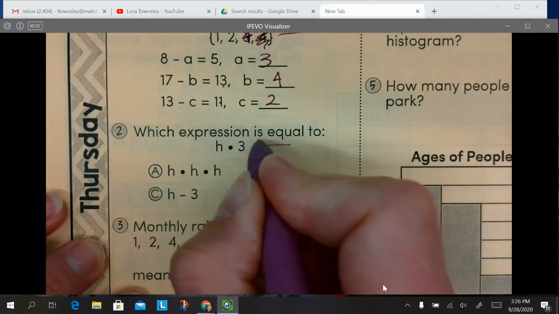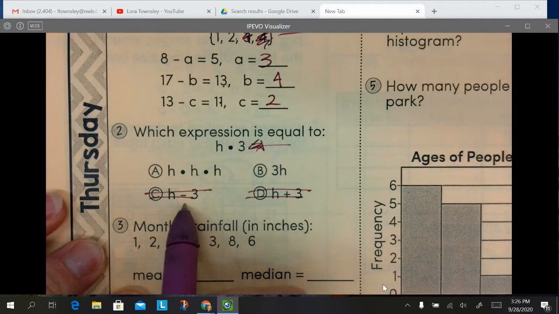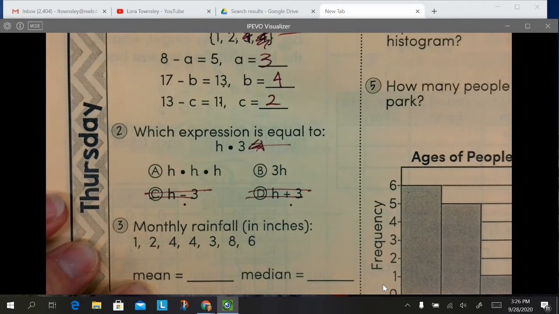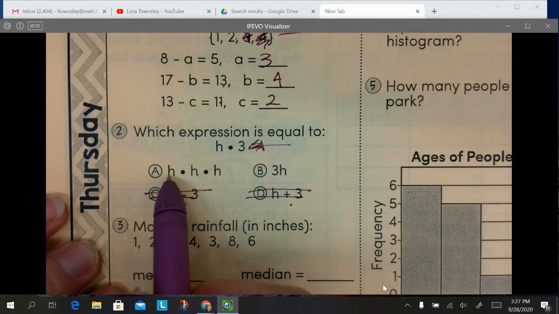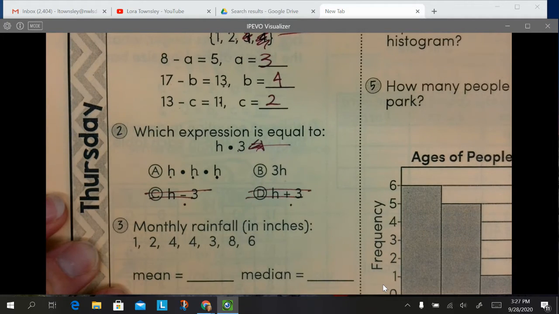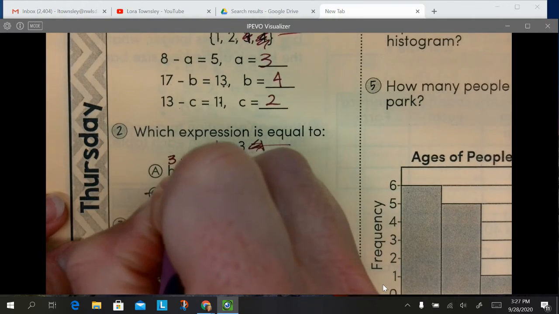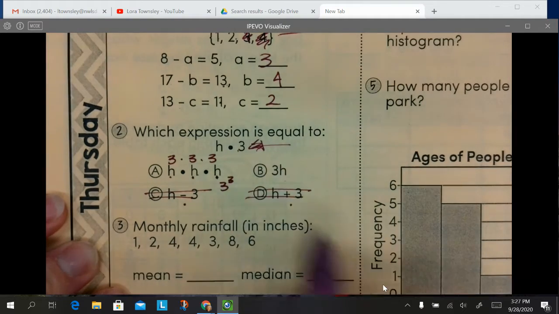Number 2 says, which expression is equal to h times 3? If they want multiplication, you can already get rid of that and that, because that's subtraction and that's addition, so you know right away those don't work. Now you have to figure out between A and B. If this is h times h times h, would that be h times 3? I don't know. What if I have 3 times 3 times 3? Wouldn't that be 3 cubed? That's not that.